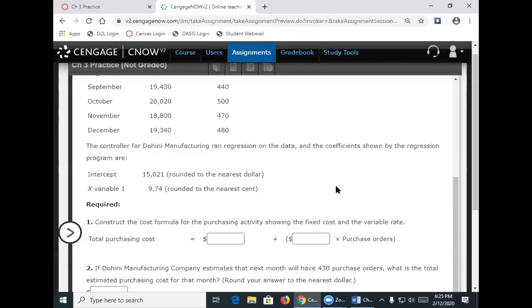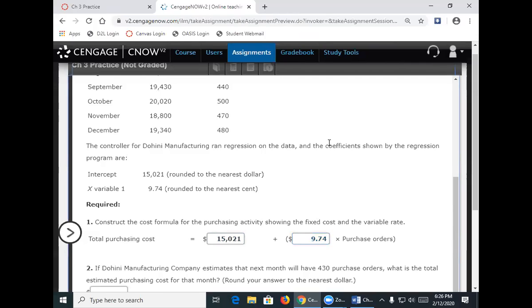So when we're writing a cost formula using regression data, it's really the same thing. Your total cost is going to equal your intercept plus X variable, so I just put X, times the number of purchase orders. I'll use an asterisk there. So it's really the same function. We're just using different words. Intercept is really your fixed cost, and your X variable 1 is your cost per unit. So when I write the cost formula, total purchasing cost equals $15,021 plus $9.74 times the number of purchase orders.